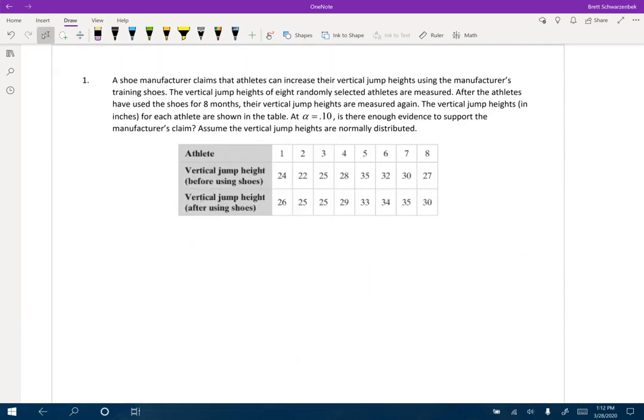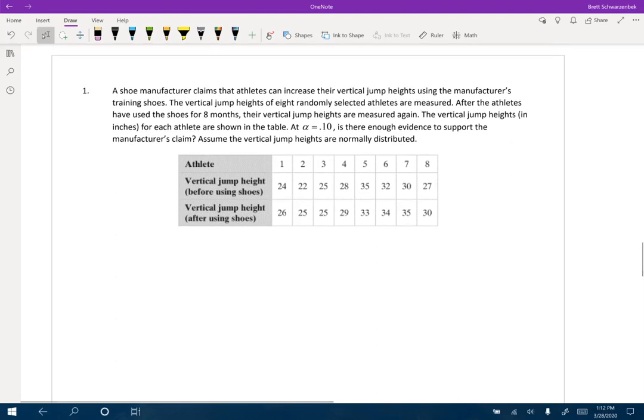Okay, so we're going to do one more example here of a paired t-test, and this one's going to be very important because we're doing all the math at once, all the analysis, so you get to see how it all comes together in our problem. It says a shoe manufacturer claims that athletes can increase their vertical jump heights using the manufacturer's training shoes. The vertical jump heights of 8 randomly selected athletes are measured. After the athletes have used the shoes for 8 months, their vertical jump heights are measured again.